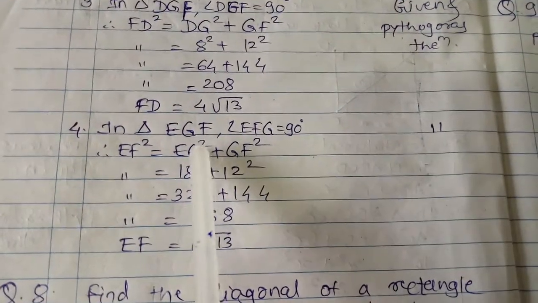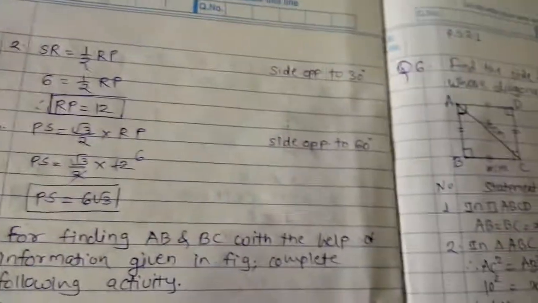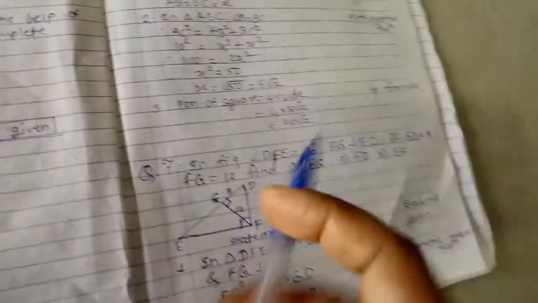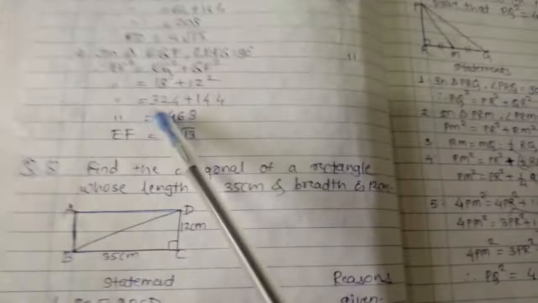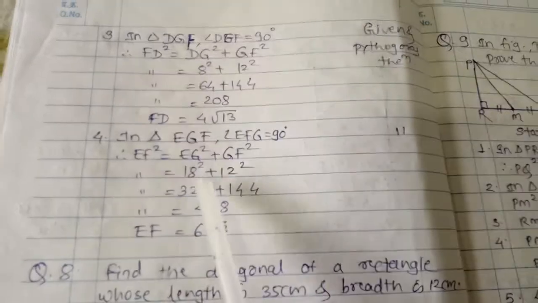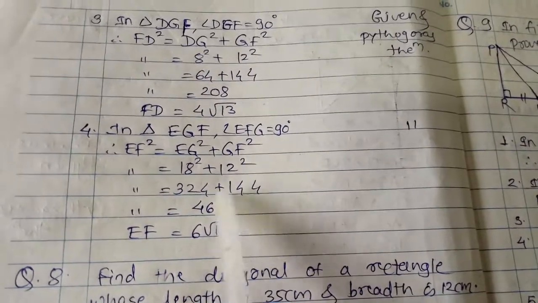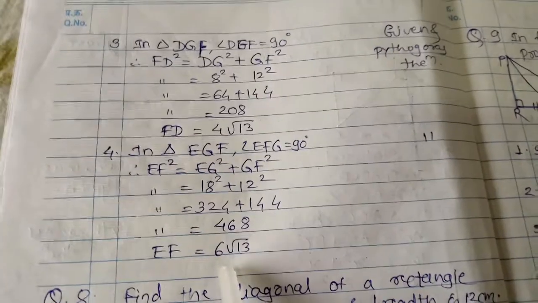Now in triangle EGF, angle EFG is 90 degree. Now see triangle EGF. Since this angle is 90 degree, which one is the hypotenuse? EF is the hypotenuse. So EF square is equal to EG square plus GF square. Again here we are going to use the Pythagoras theorem. So 18 square plus 12 square, so 324 plus 144, so we get 468. So EF is equal to 6 root 13.